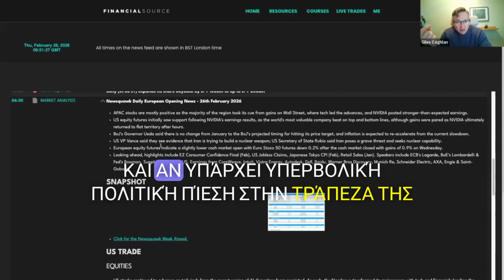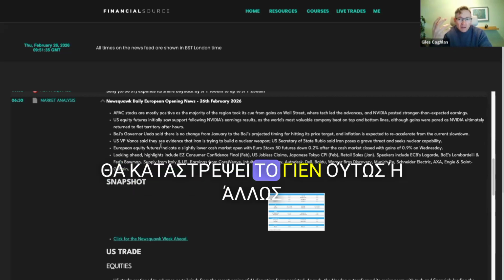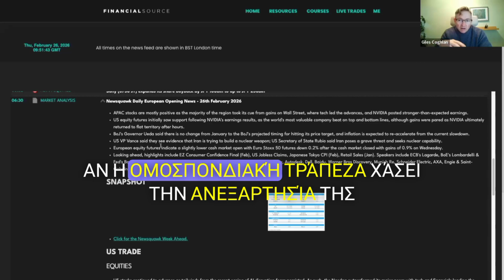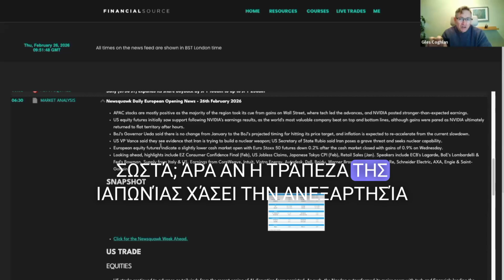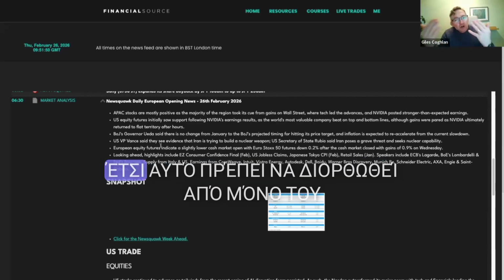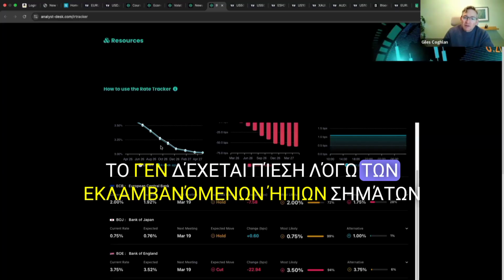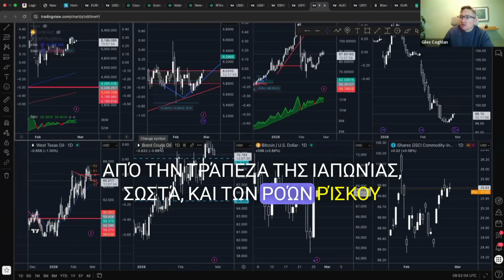No. And if there's too much political pressure on the Bank of Japan from the government, it's going to destroy the yen anyway, a bit like we've seen in the US with concerns about Donald Trump. If the Federal Reserve loses its independence, that's a disaster, right? So if the Bank of Japan loses its independence, that's a disaster too. At the moment, the yen is under pressure due to the perceived dovish Bank of Japan signals and risk on flows.